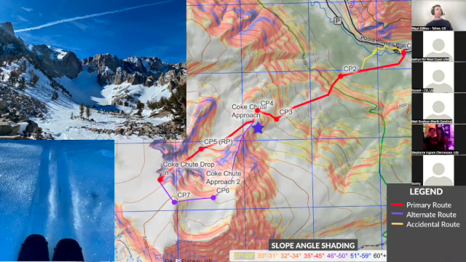So the red route is the primary route that we planned and the ideal route that we wanted to take, because it took us right up the actual ski line, which is between CP5 and the drop-in. The alternate route is the purple line, which took us around. And that would depend on a few factors that I'll talk about a little bit later when we get into terrain analysis. And then the yellow line is a route that I'll talk about here momentarily.